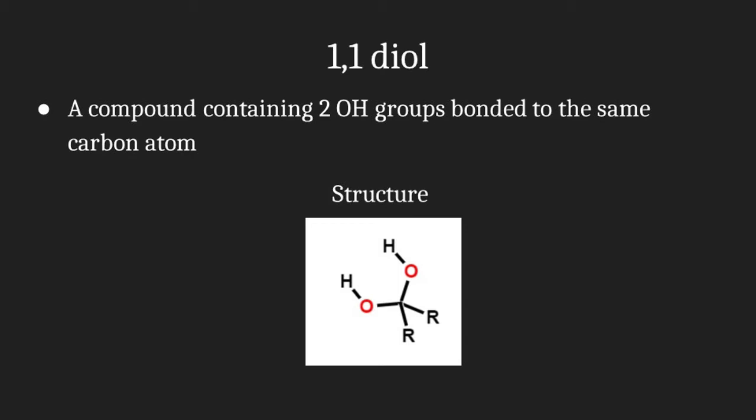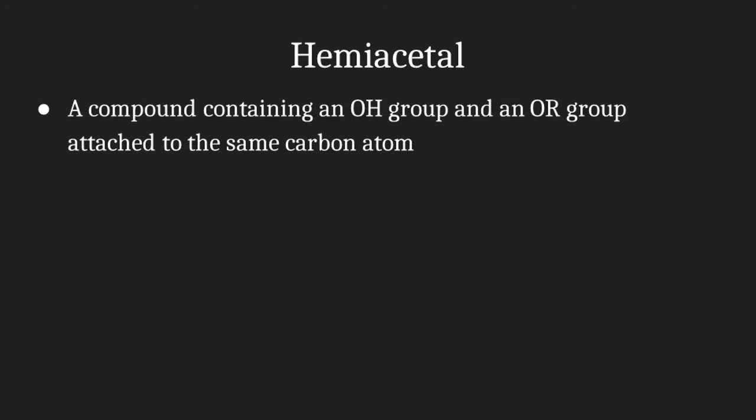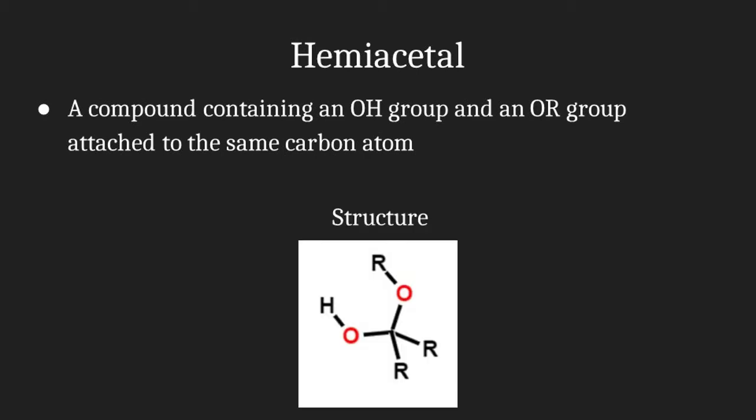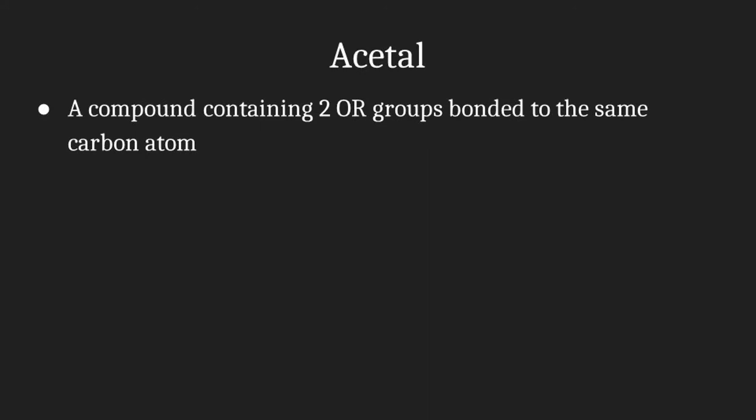The next type is a hemiacetal group. This is where a compound contains a carbon atom that's directly connected to both an OH group and an OR group, as shown below. So here we see the carbon connected to two R groups that don't matter, connected to an OH, and connected to an OR. The last type we are going to talk about is an acetal group. This is where the center carbon, or any carbon, is directly connected to two OR groups, as shown below.